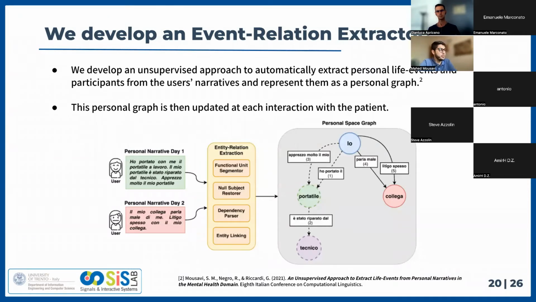And she tells me, I took my laptop to the office. My laptop was prepared by the technician, and I really love my laptop. I need it very much. This would create a graph in which the user is represented as "I", and then the technician and the laptop are participants, and the verb between these two represents the event that has occurred.